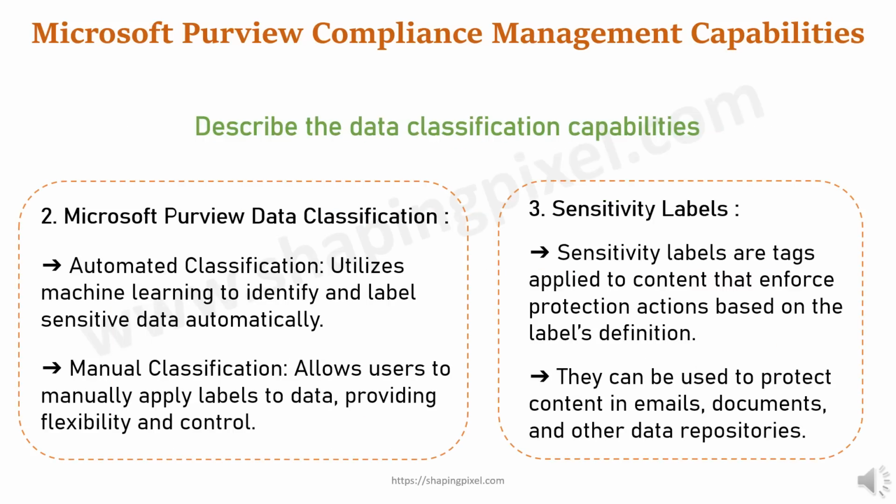Microsoft Purview Data Classification. Automated classification utilizes machine learning to identify and label sensitive data automatically. Manual classification allows users to manually apply labels to data, providing flexibility and control. Sensitivity labels. Sensitivity labels are tags applied to content that enforce protection actions based on the label's definition. They can be used to protect content in emails, documents, and other data repositories.